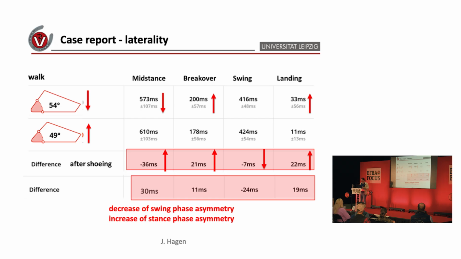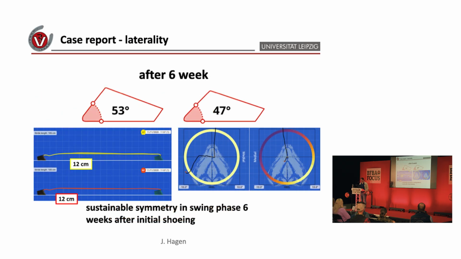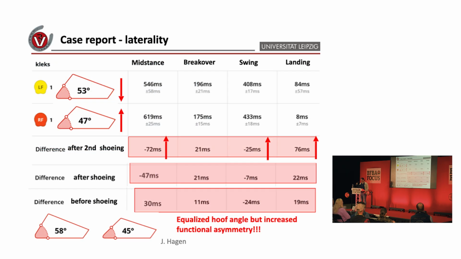Yeah? I thought maybe the horse adapts because I really liked the angles. Unfortunately, after 6 weeks, it was still fine in swing phase, but definitely not fine in the stance phase. You can see it's even more asymmetrical. Yeah? And there we always have a problem. With the laterality patients, they are the most complicated patients you can actually get if you have uneven feet and if you have to work with them.